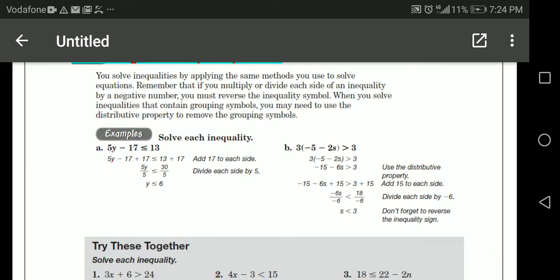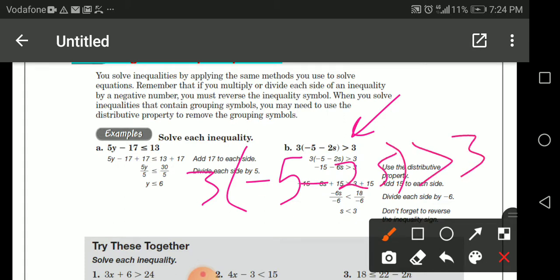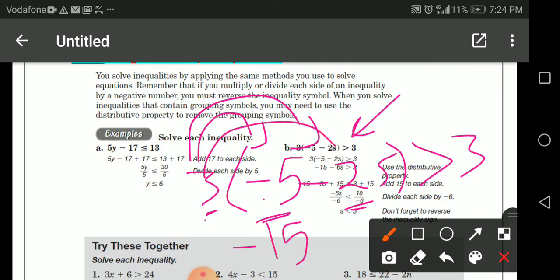If I have another kind of question, it needs me to solve it. I have 3 open bracket, negative 5 minus 2s, close bracket, greater than 3. So what should I do now? I'm going to distribute the 3 over negative 5 and negative 2s. So 3 times negative 5 gives me negative 15. 3 times negative 2s gives you negative 6s. So negative 15 minus 6s greater than 3.